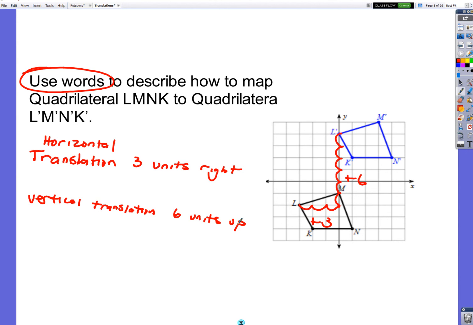Now, what would be wrong, though, is if you said 3 units left and then 6 units down. Because then what is that person doing? The opposite direction. They're going from the image back to the pre-image. They're going backwards. That would be wrong. Any questions there? Use your words, okay?